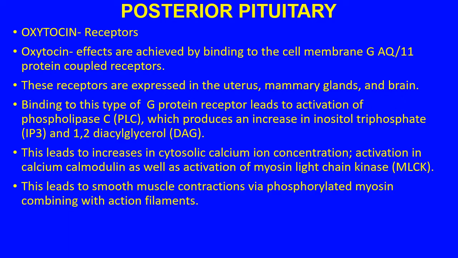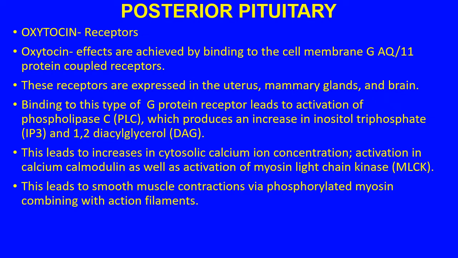What does this eventually lead us to? Well, smooth muscle contractions, the phosphorylated myosin combining with, it's supposed to be actin, I'm sorry about the typo, actin filaments. Now, if you think about it, oxytocin plays its role in the myoepithelial cells and in its action on the smooth muscle cells. So this basically makes a lot of sense.